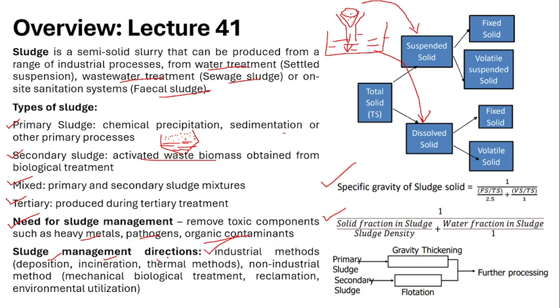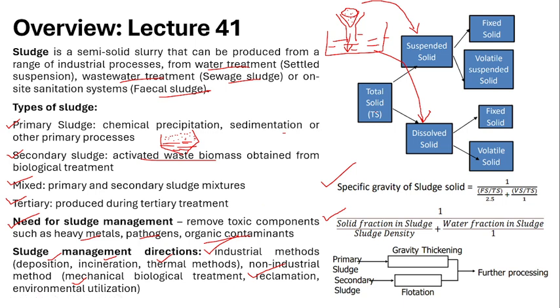Next is the thermal method. Thermal method is again heating. And non-industrial methods include the mechanical biological treatment, okay, physical mixing along with using the microorganism, or reclamation. We can do some reclamation of these sludge products and the environmental utilization. These are some of the non-industrial methods.